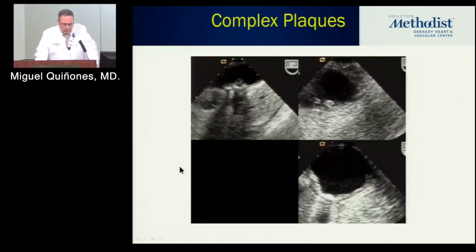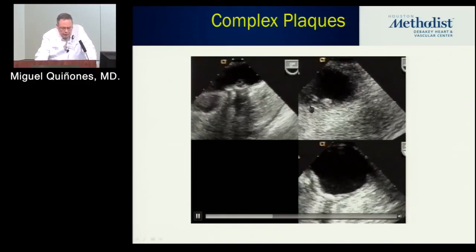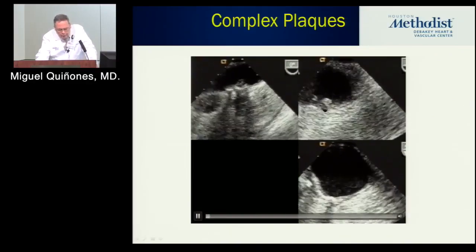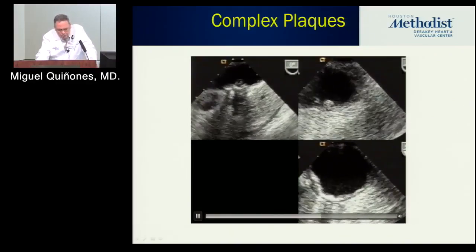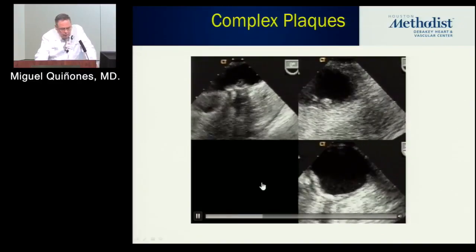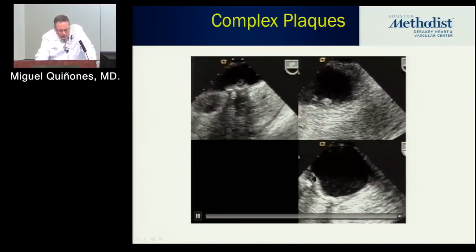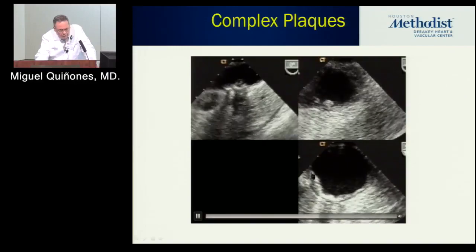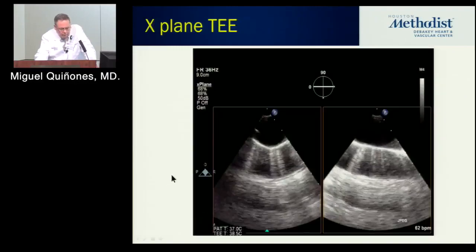And this is, again, and you can see here, a grade 3 or 4 with a crater here, a nidus. This would be a perfect place for a thrombus to be. And notice this one having a little mobile fragment there. See that? Little tiny mobile fragment there.